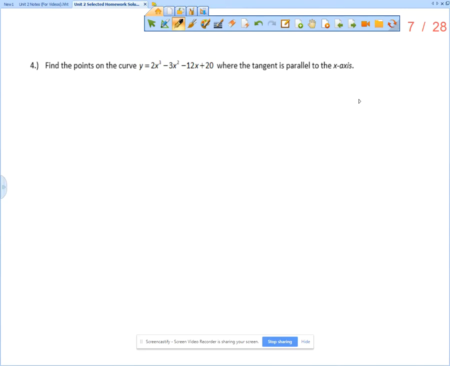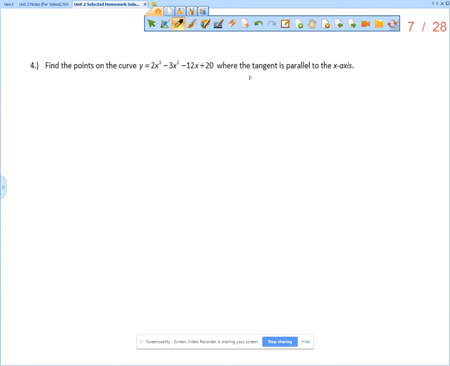This is the solution video for section 2.2, problem number 4. Find the points on the curve y equals 2x cubed minus 3x squared minus 12x plus 20, where the tangent line is parallel to the x-axis.